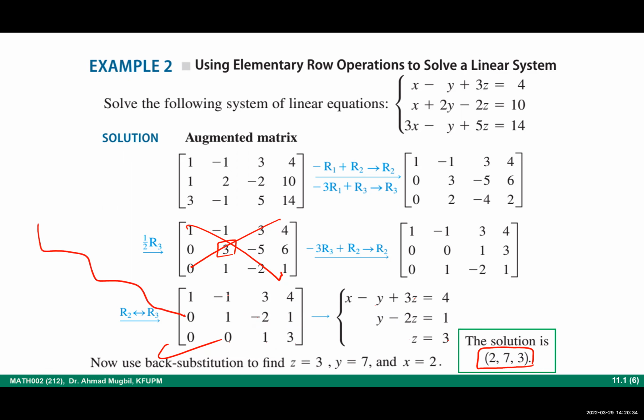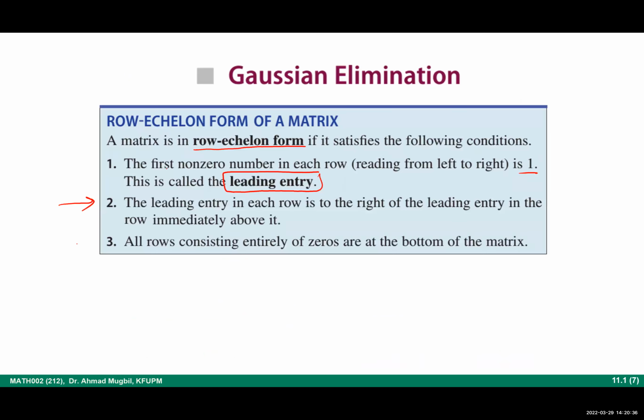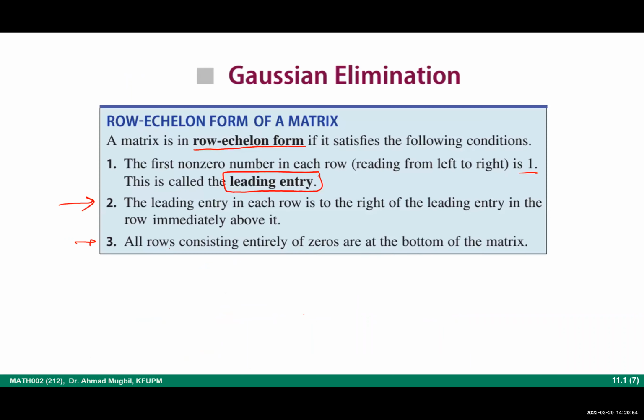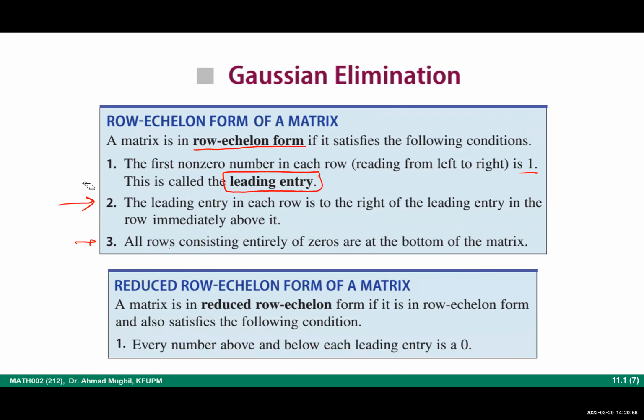The third condition is that all rows consisting entirely of zeros are at the bottom of the matrix. We didn't have this case here, but assume that we have here 0 and here 0. This should be at the bottom of the matrix, not in the second row or the first row. It should be at the last row. This is what is called the row echelon form.